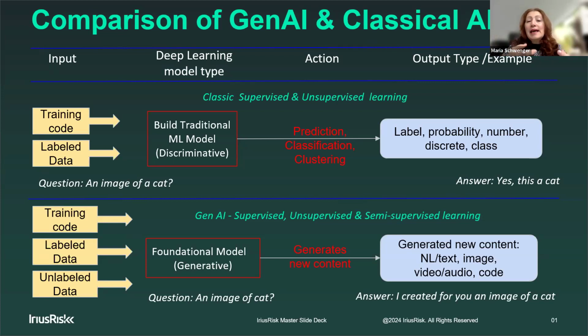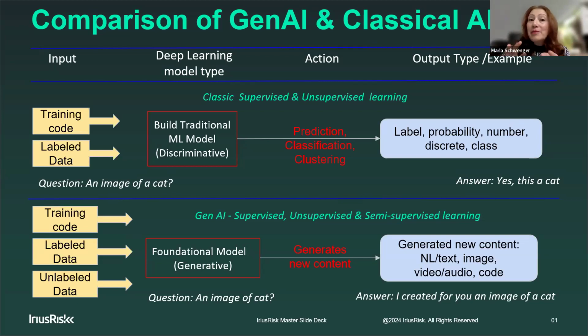So if I say an image of a cat, it is going to generate new content that can be natural language, text, image, video, audio, code, right? We generate code today, maybe a network diagram, why not? And if I ask the question, is this an image of a cat? The answer will be, here, I created a cat for you.